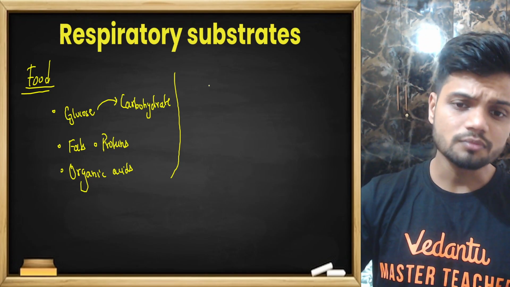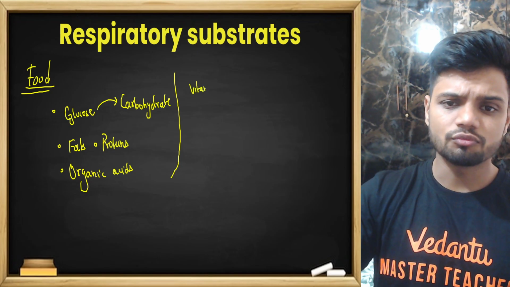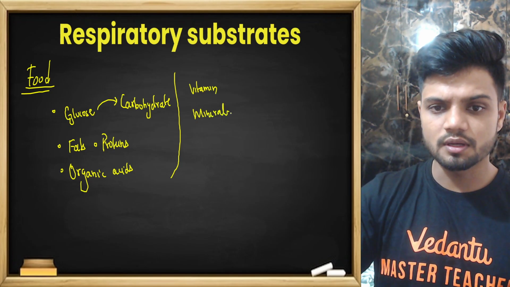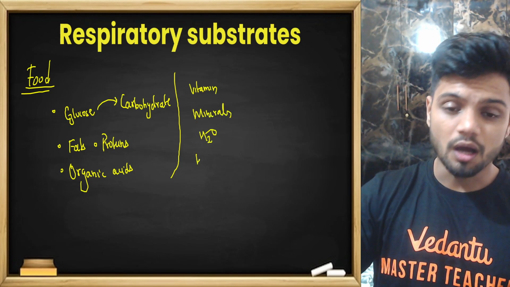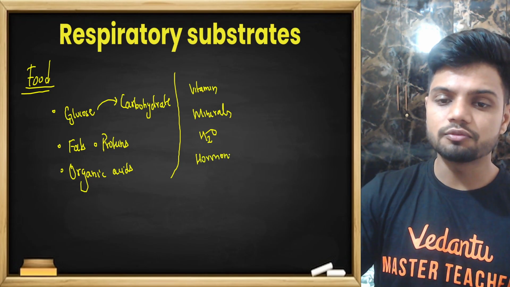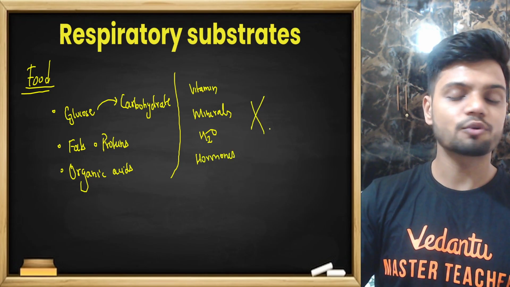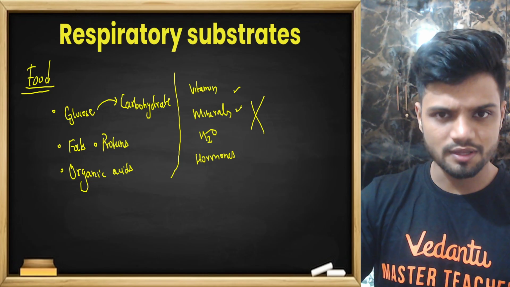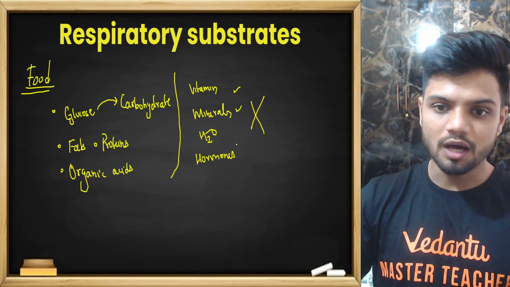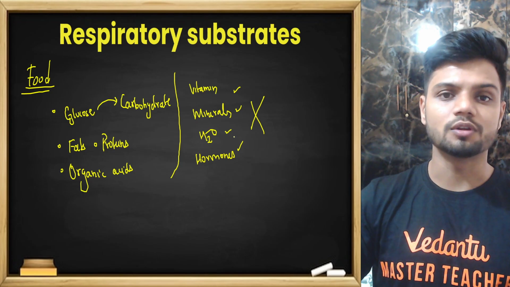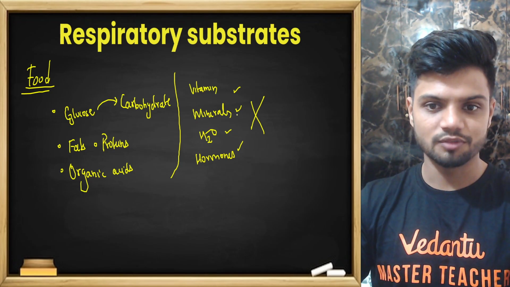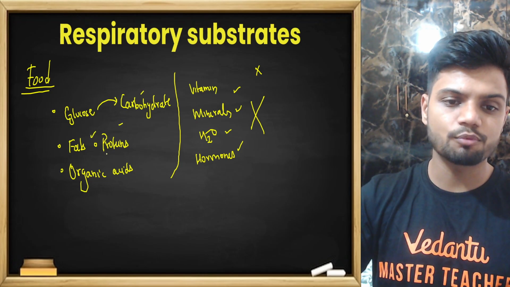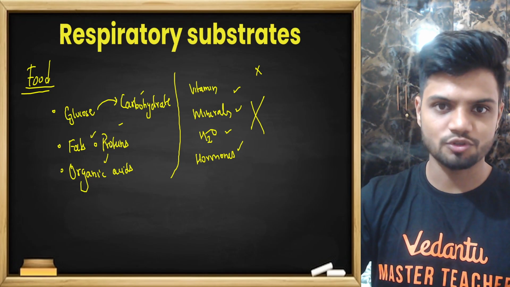Clear? Simple. Now, what about vitamins? Vitamins, minerals, water, hormones, none of these can be respiratory substrates because they do not generate energy. Vitamins and minerals are basically cofactors. They help in reactions, hormones also play a major role, water also plays a major role, but they do not release energy. So these are not respiratory substrates. Respiratory substrates can be your carbohydrates, fats, proteins, and organic acids.